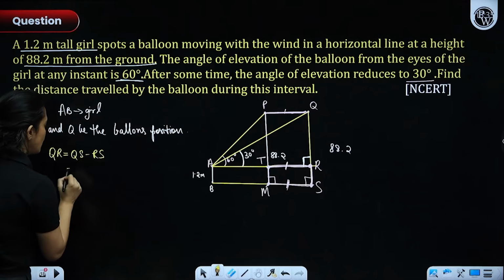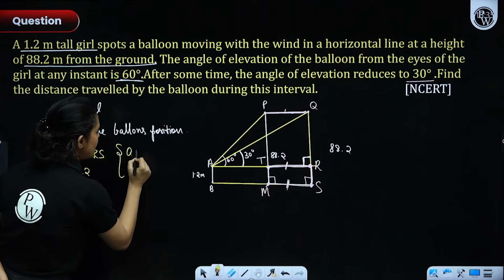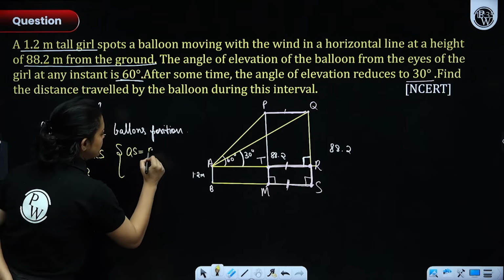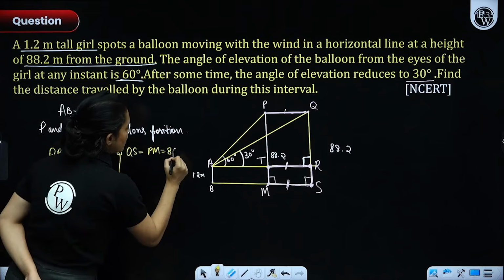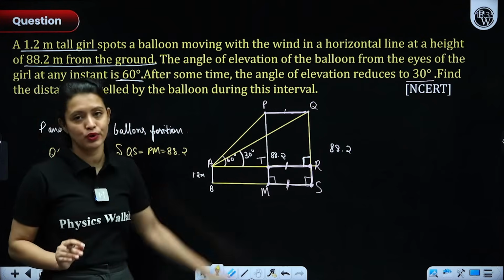Now, QS I know is 88.2. Why? I'll write it here. QS is equal to PM is equal to 88.2 because the distance of the balloon from the ground at every instant is the same. It is 88.2 meters.